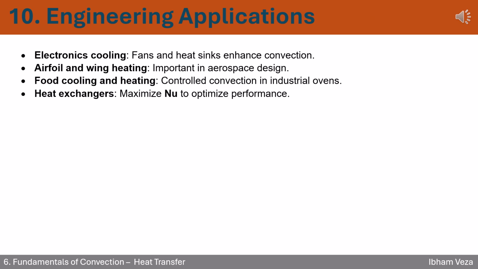10. Link theory to real engineering impact. Let's see how convection plays out in the real world. Electronics cooling: fans and heat sinks keep devices from overheating by boosting convection efficiency. Airfoil and wing heating: essential in aerospace to prevent ice formation, ensuring safe and efficient flight. Food cooling and heating: industrial ovens and chillers rely on precise control of convection for uniform cooking.